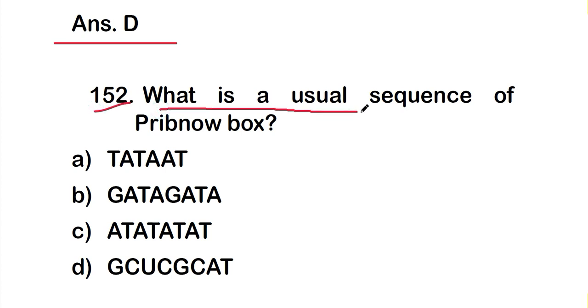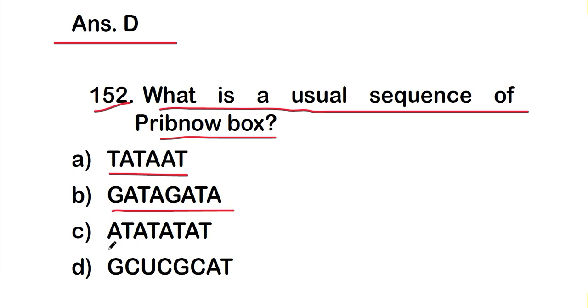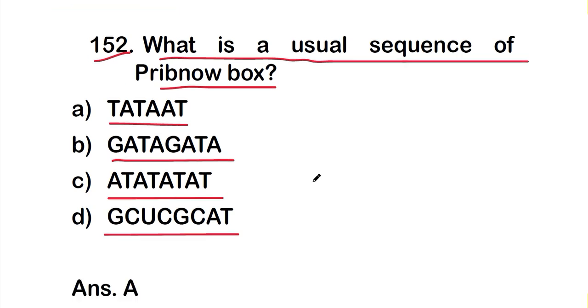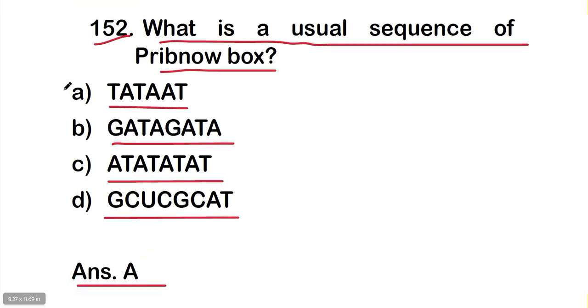What is a usual sequence of Pribnow box? And options are option A, TATAAT, or option B, GATAGATA, or option C, AAAAAAAA, or option D, GCUCGCAT. So the right answer about the Pribnow box is option A, that is TATAAT. Okay, this is the sequence of Pribnow box.